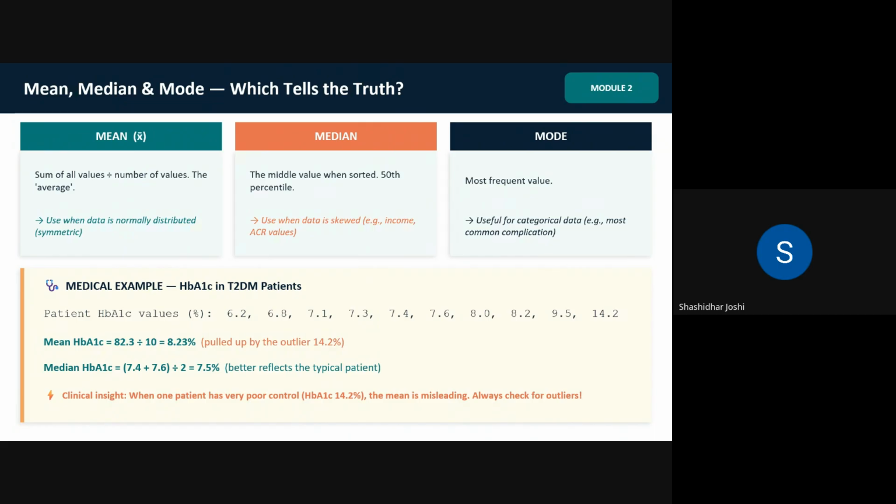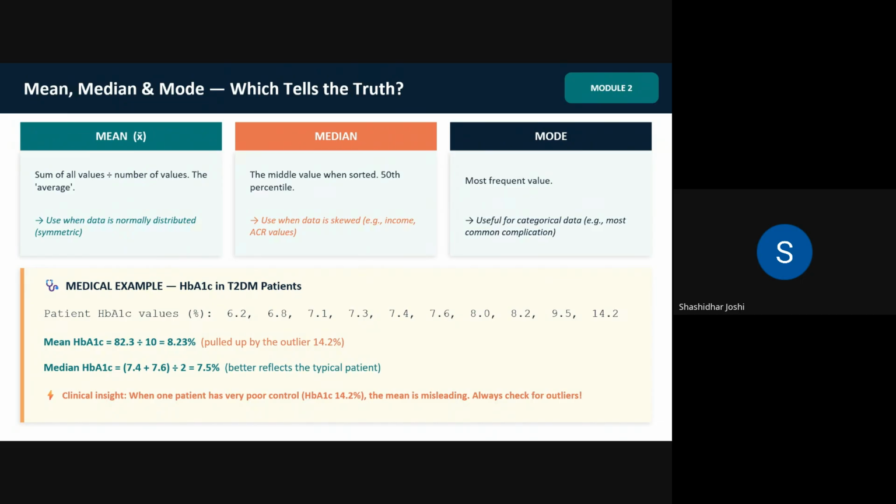Now imagine that you are removing one observation from here. For example, I said we will remove 14.2. Then you need not take the average, you just pick the middle number here, which is your 7.4, because that is the exact mid value in this particular series if you remove 14.2. So that's how you see the median HbA1c.